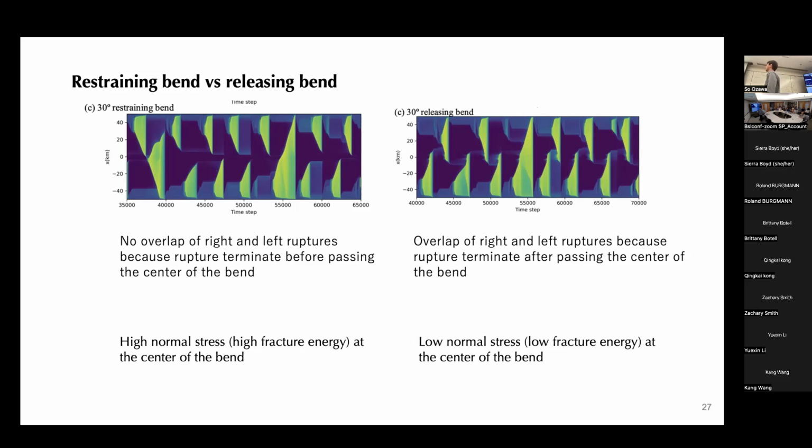This difference can be explained by the sense of normal stress change. In the restraining bend, normal stress is increasing here, so it is more difficult for the rupture to reach the center of the bend. But in the releasing bend case, the normal stress is actually lowest at the center of the bend, so it is easy to get to the center of the bend. But after passing the center of the bend, they tend to stop due to unfavorable stress conditions. So this is one difference.